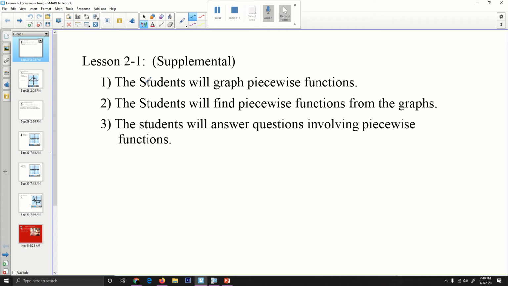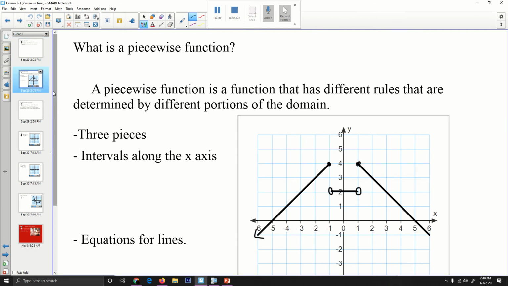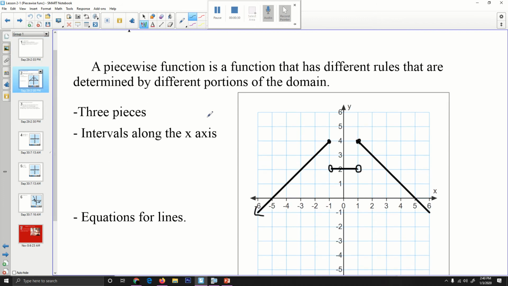Okay, students are going to graph some piecewise functions. We're going to talk about what those things are, and we're going to find a piecewise function from a graph, and then we're going to answer some questions involving piecewise functions. So what is a piecewise function? A piecewise function is a function that has different rules that are determined on different points of the domain.